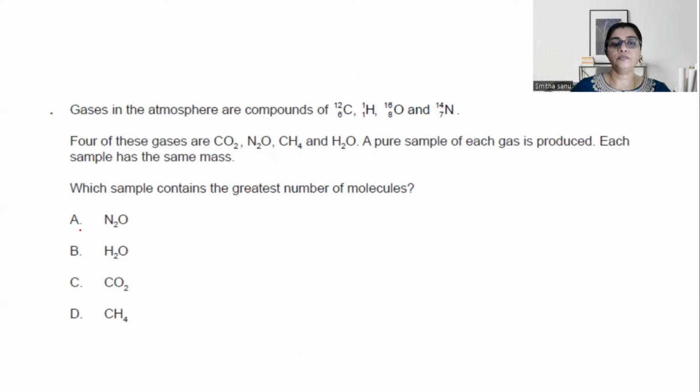Next, you have been given many compounds and they're asking you which has the greatest number of molecules. For the greatest number of molecules, you have to just count. It's very simple. Here we have 3, 3, 3, but here we have 5. So the answer is D.